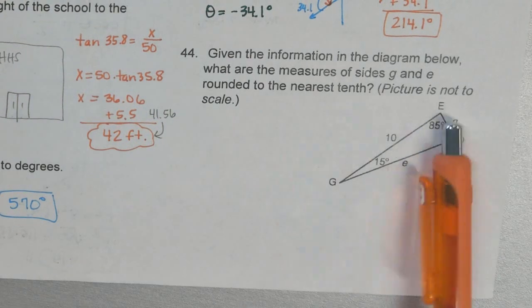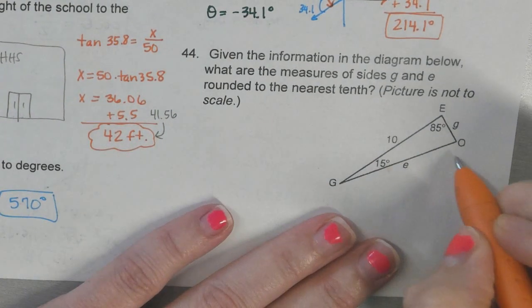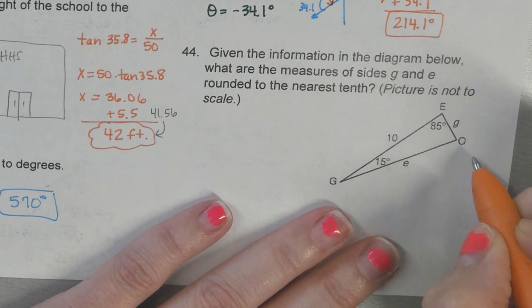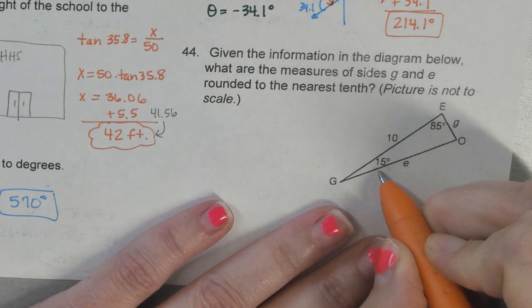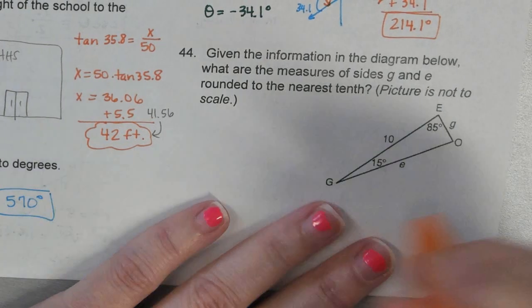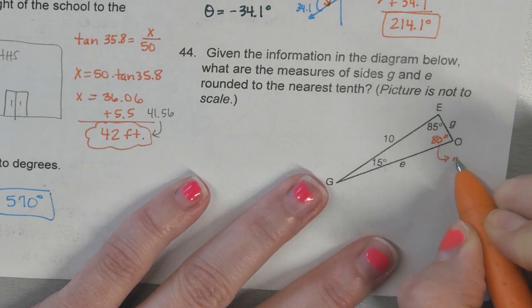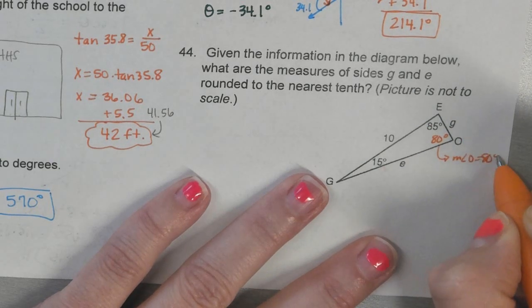Alright, now for this one, what are the measures of G and E? In order to do this, you have to solve for O. So you're going to do 180 minus 15 minus 85. Really, 15 plus 85 is what? 100. Okay, so the measure of O is 80 degrees.